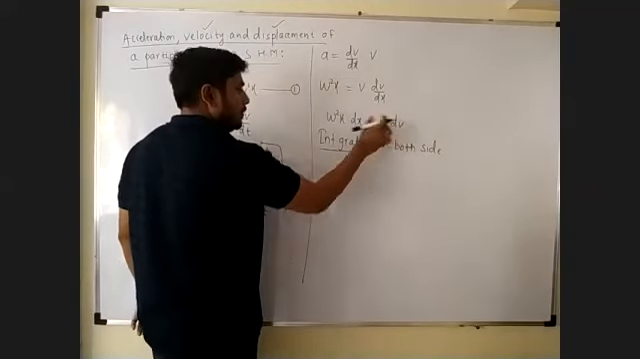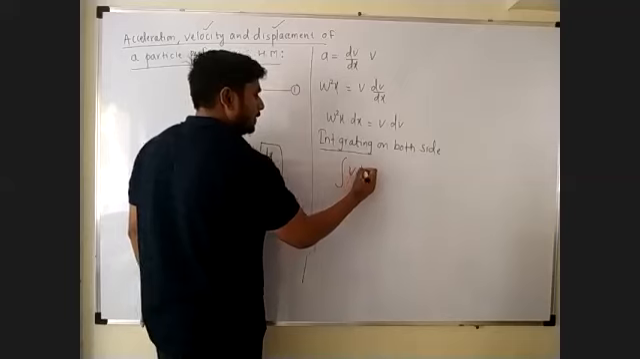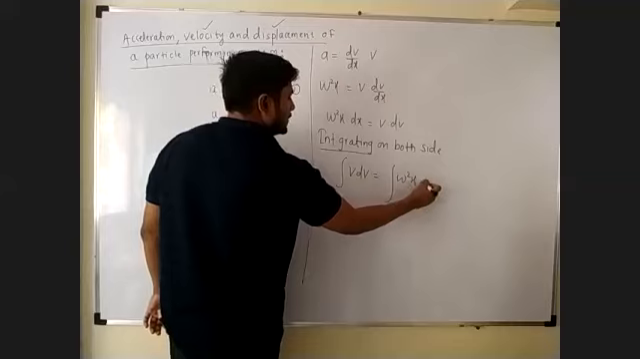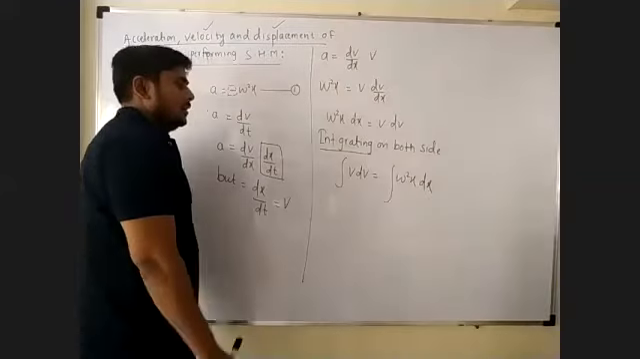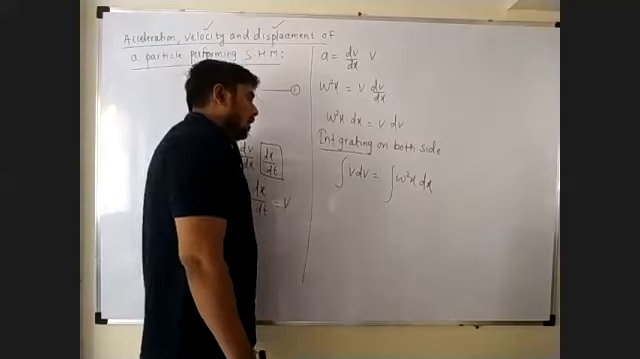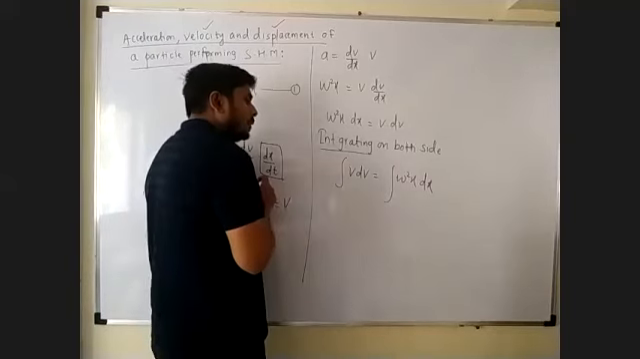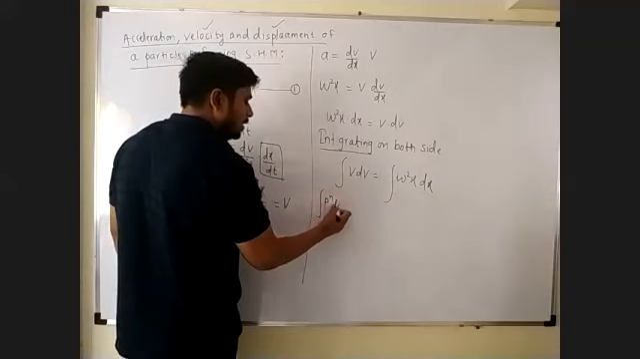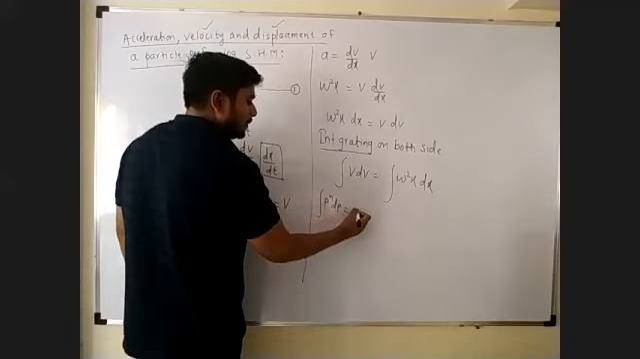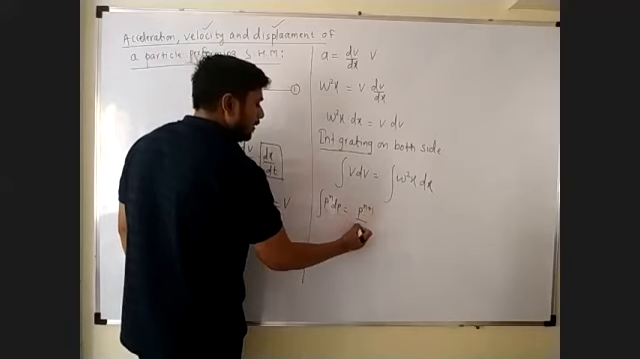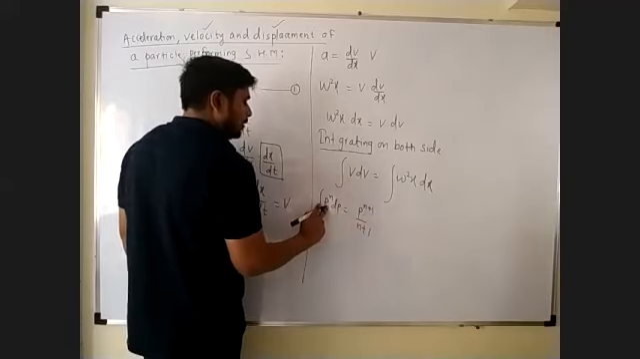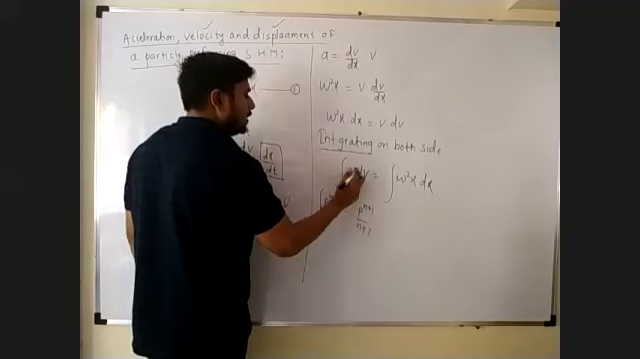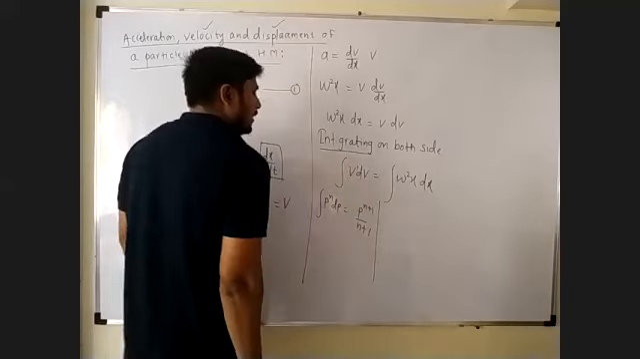I'm taking v dv first. Integration of v dv will be equal to integration of this factor, that is omega square x dx. Now, by integrating, what exactly will you get? Integration of any function p raised to n with respect to p will be p raised to n plus 1 upon n plus 1. If the power of that function is n, then the formula becomes p raised to n plus 1. So here we have v raised to 1.